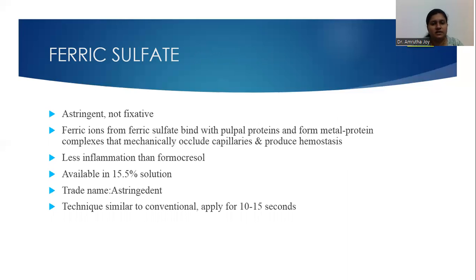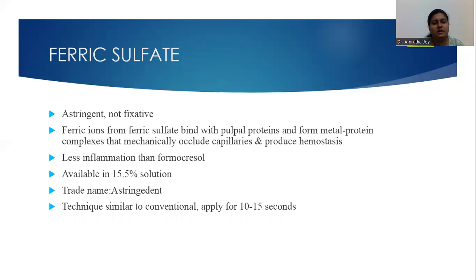Coming to the next chemical used for preservation technique, that is ferric sulfate. It's an astringent. It's not a fixative chemical. Astringent means a material which is used for control of bleeding. The ferric ions from the ferric sulfate bind with the pulpal proteins and form a metal protein complex, which mechanically occludes the capillary vessels, thus stopping the bleeding. That is how it attains hemostasis.